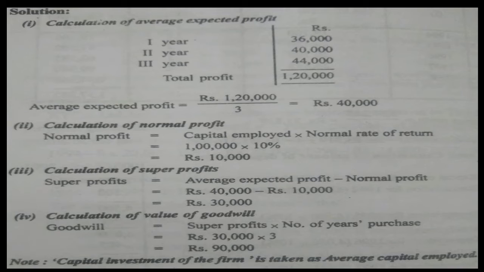Then what is the number of years of purchase given in the sum? It is only 3 years' purchase. So super profit into number of years of purchase is 90,000. That is your goodwill. Okay, now we'll go to the next sum.